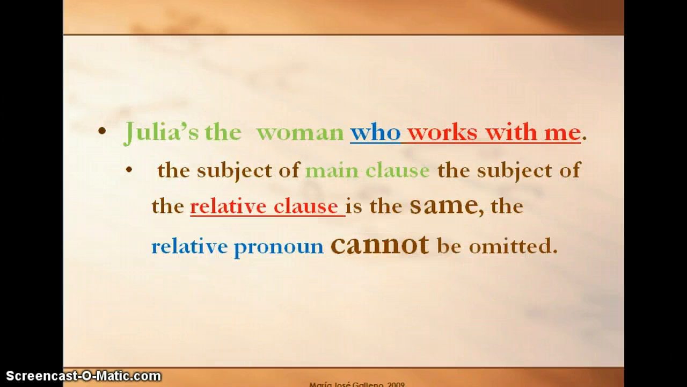Whereas, Julie is the woman who works with me. Who works with you? Julia. The subject of the main clause is Julia. The subject of the relative clause is who works with me. Who's the person we're talking about? We're talking about Julia. In this case, it's the same. So this is the reason why the relative pronoun cannot be omitted.